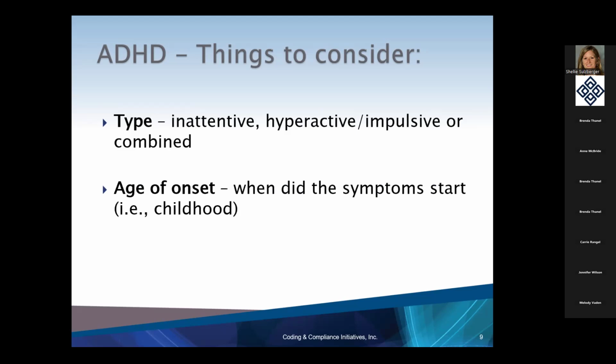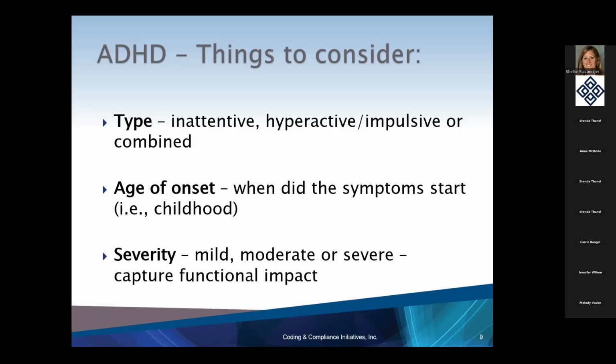They look for age of onset. So when did these symptoms start? ADHD is a neurodevelopmental disorder, so DSM-5 requires symptoms to begin in childhood. This confirms that the diagnosis meets the DSM-5 criteria. It also differentiates from ADHD in adulthood. Maybe that patient's had some trauma or anxiety or something like that. So again, it helps to tell the story.